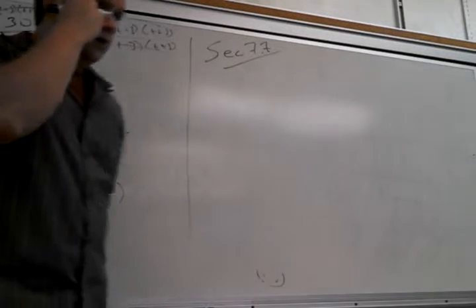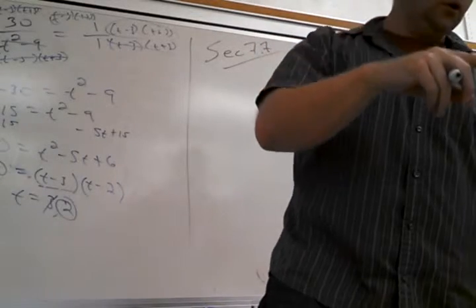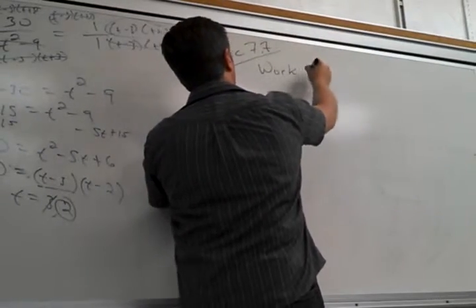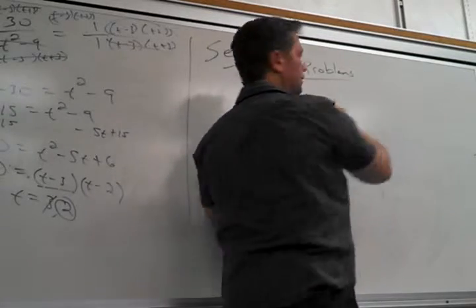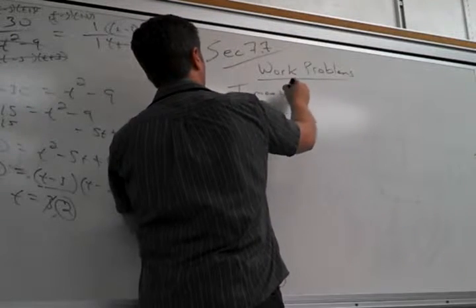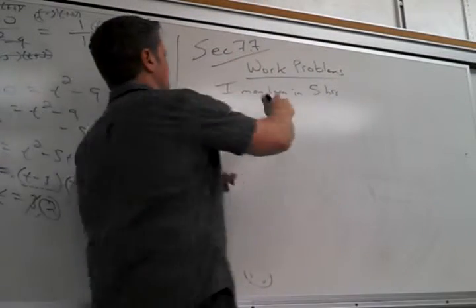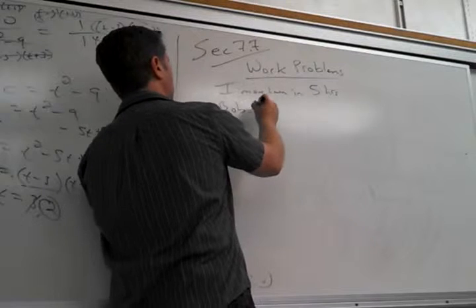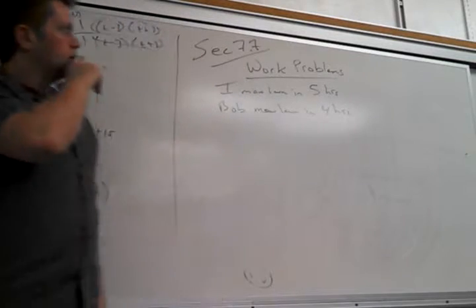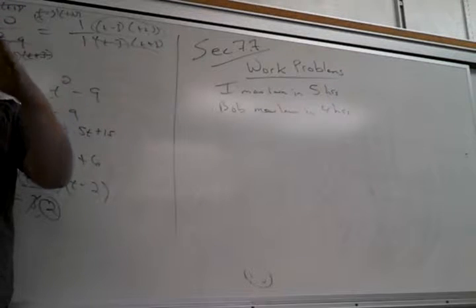So here they are. These are word problems that are going to end up with variables on the bottom. One of the classic word problems is called work problems. These set up really nicely. If I can mow a lawn in 5 hours, it's a big lawn, right? It's giant. And my friend Bob can mow the lawn in 4 hours. Show off. If we work together, how long would it take us to mow the lawn?